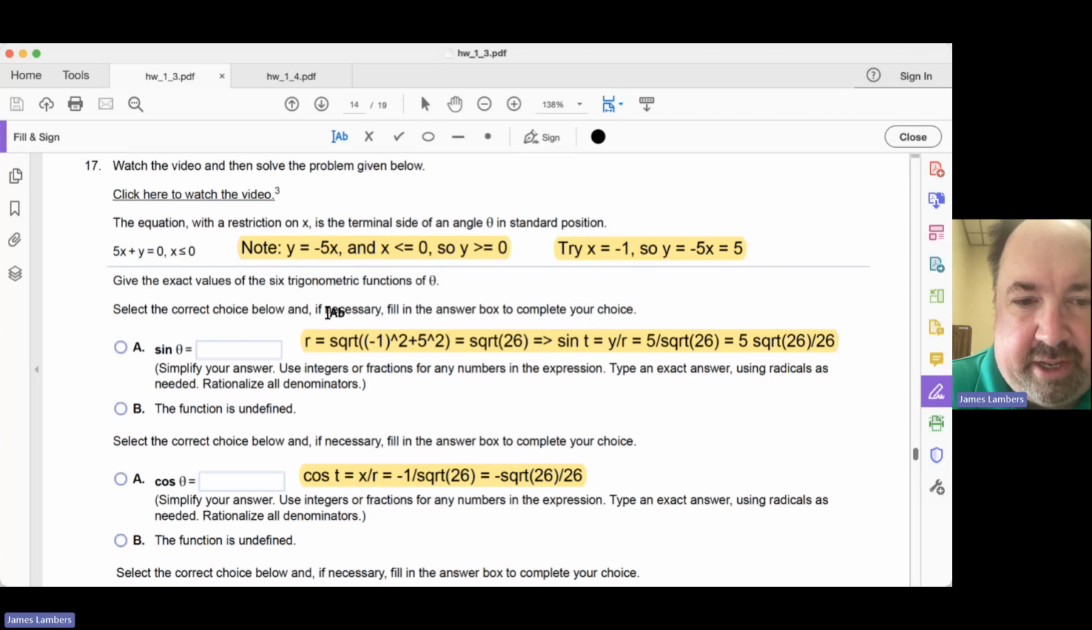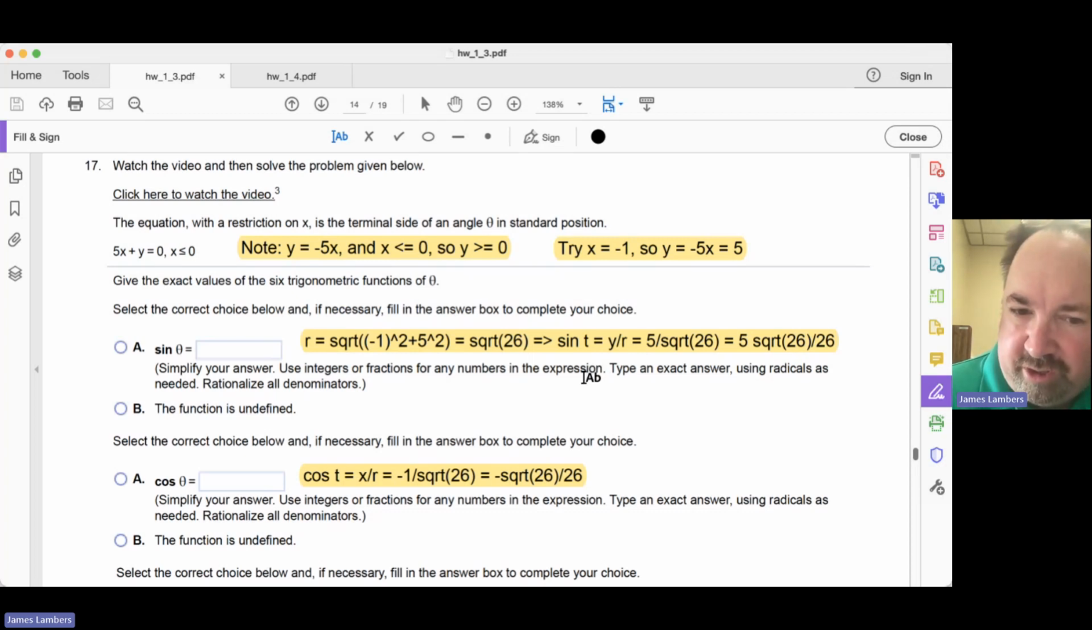Then you go ahead and get your r value using the Pythagorean theorem. So r is equal to the square root of x squared plus y squared. In this case, it turns out to be the square root of 26. And now you just go ahead and do sine t is y over r. And you get your answer in unrationalized form. And then you go ahead and rationalize the denominator. And then you're off to the races.